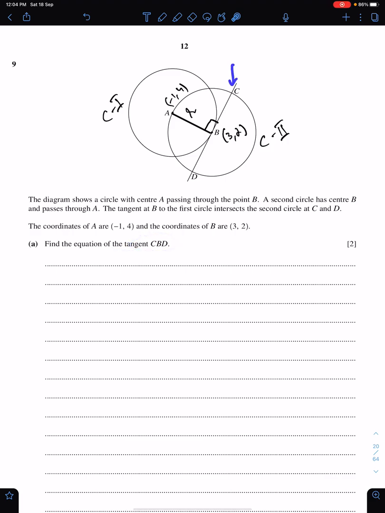We need the equation of this line. For that, we need to find the gradient of this line AB first, because the tangent is always perpendicular to the radius. So with the help of this gradient AB, we can get the gradient of this tangent. So this is the concept. First find the gradient of line AB, and with the help of this gradient get the gradient of the tangent. And we have the point 3, 2 because the tangent is at B to this first circle. So with the help of this gradient and this point, we can easily get the equation of this tangent.